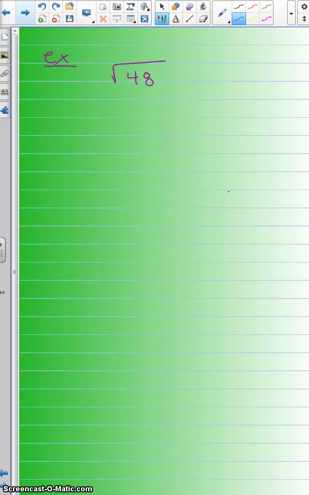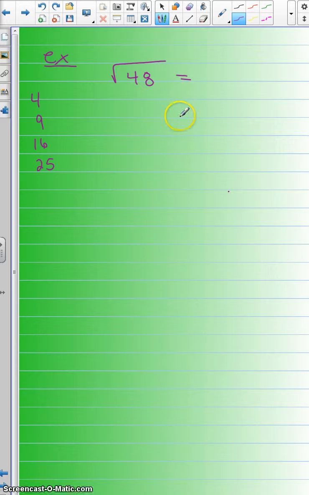Square root of 48. Now, the best method is always to pick the largest perfect square that divides evenly into the number. And sometimes that doesn't work because we don't recognize that there's a larger perfect square in there. So I'm going to look at some perfect squares to begin with: 4, 9, 16, 25. And I want to see which one divides evenly in here. I know 4 goes in here 12 times, 9 doesn't go in, but 16 does go in 3 times.